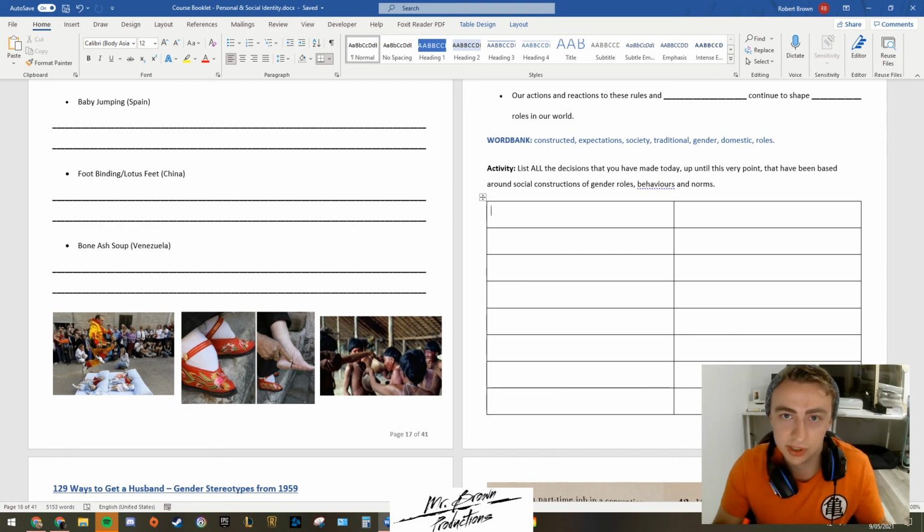Is that related to gender in any way? Is the type of car you're driving? Is who's driving you to school? You know, is it mum or dad? Is dad working? Is mum at home? You know what I mean?